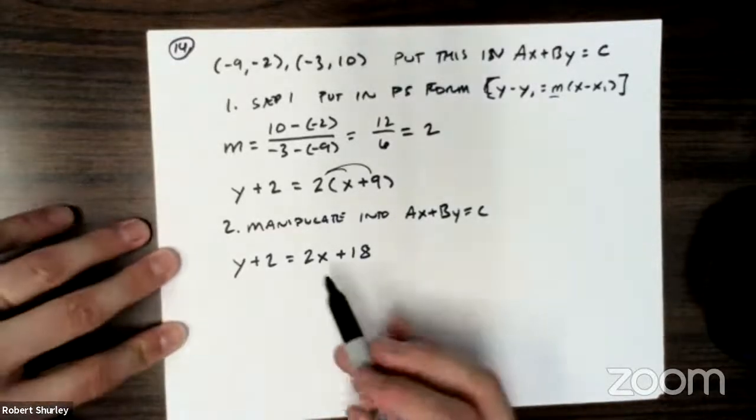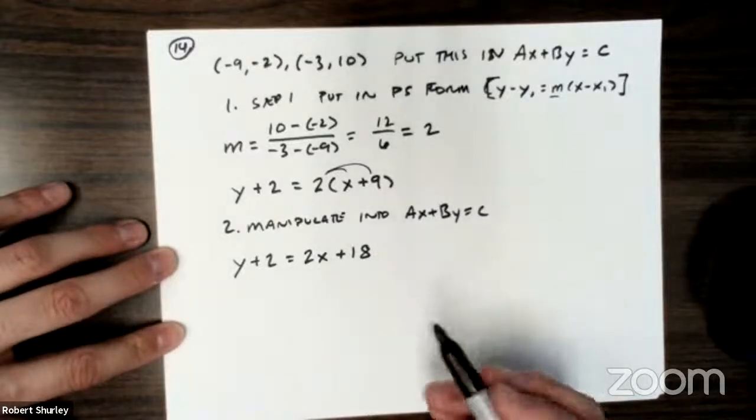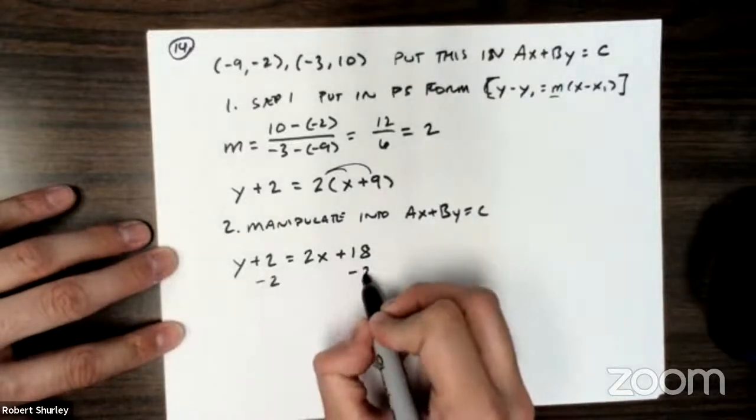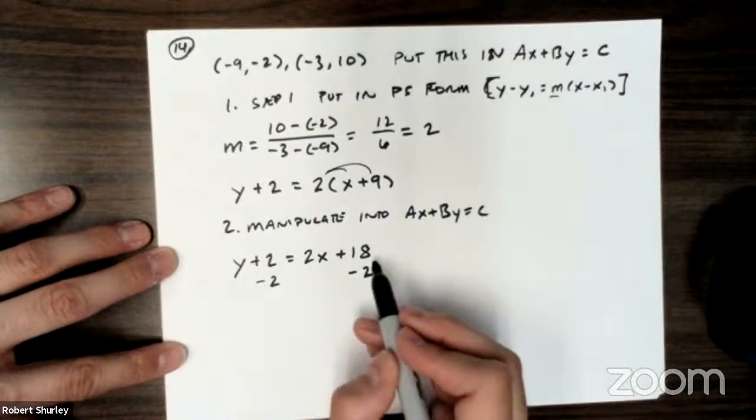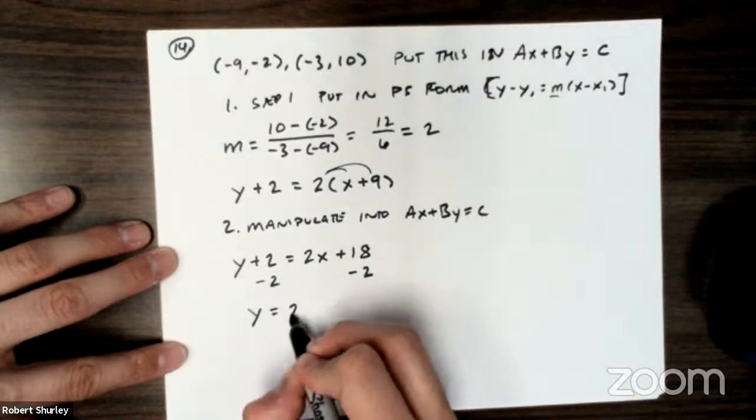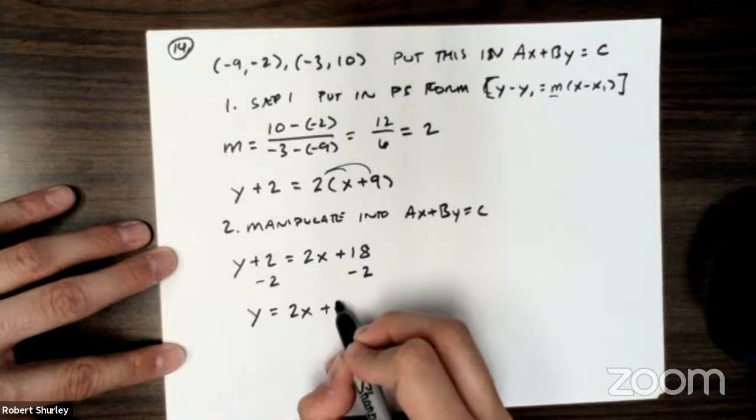And then, okay, I've got constants on both sides. So I'm going to subtract the 2, because remember, I've got to get the constant over here. So I've got to move that 2 over. So I get y equals 2x plus 16.